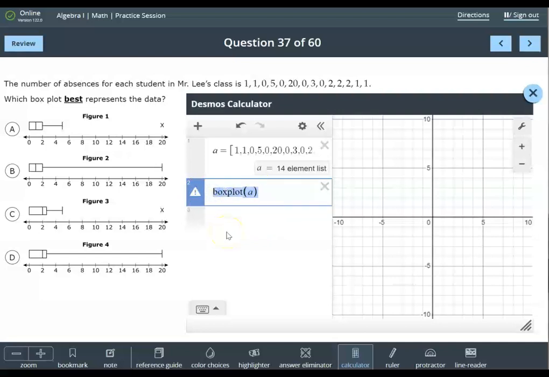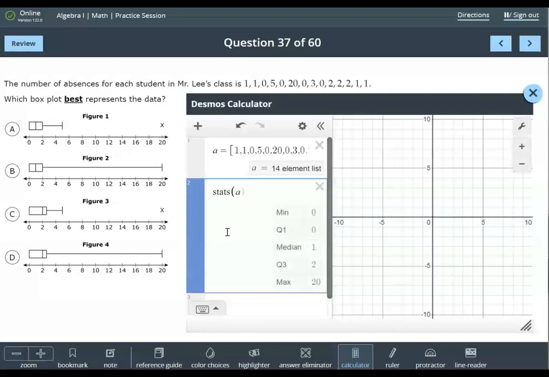Instead, we're going to use stats. So we're going to type STATS, and as soon as you do, you're going to open parentheses and put whatever letter you used to name your list in the parentheses. Any letter will do.